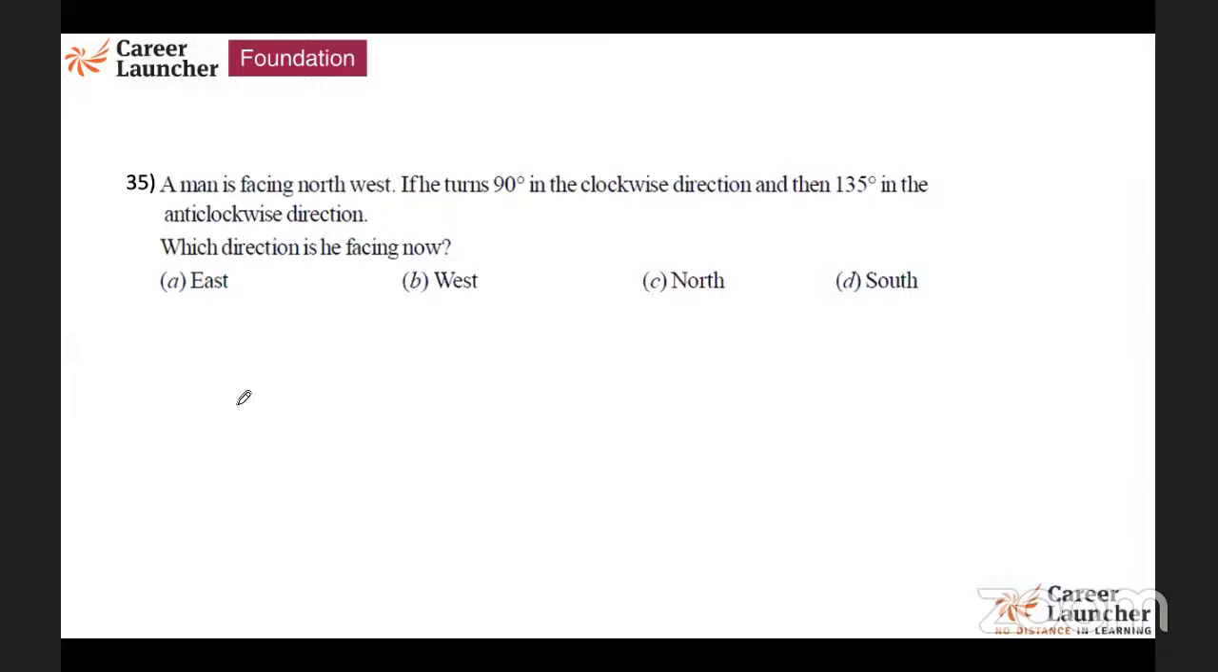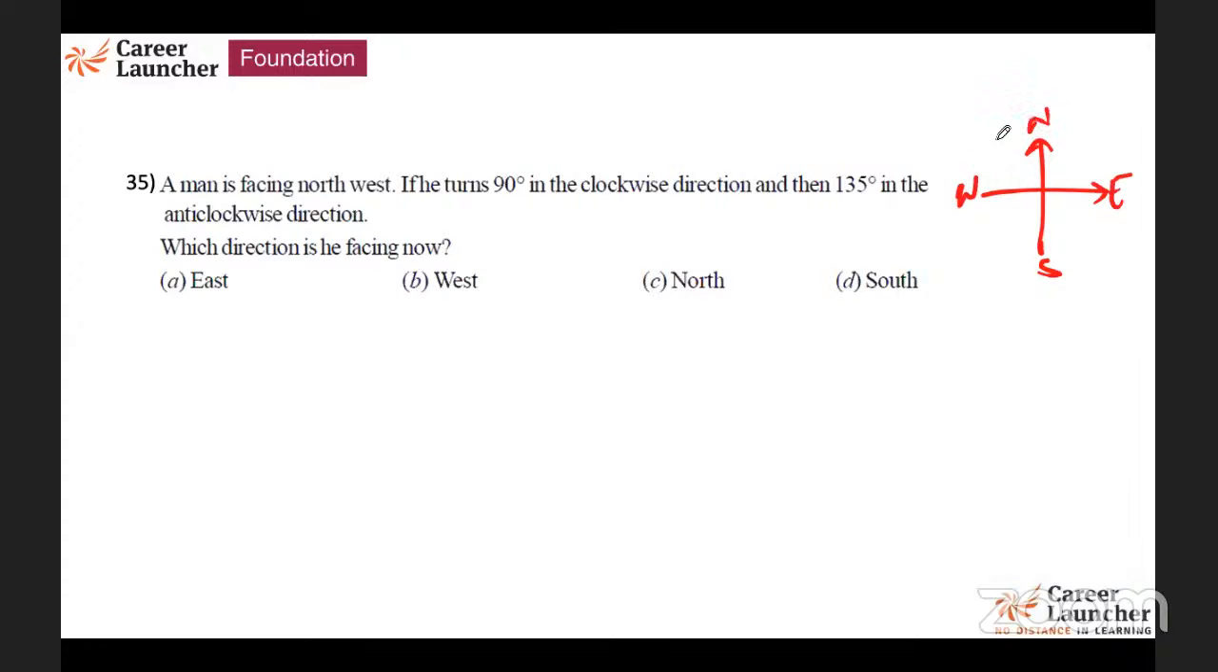This is normal directions now. This is east, north, south, west. Remember this. A man is facing northwest. So he's here. He turns 90 degrees in the clockwise direction. So he is going this way.